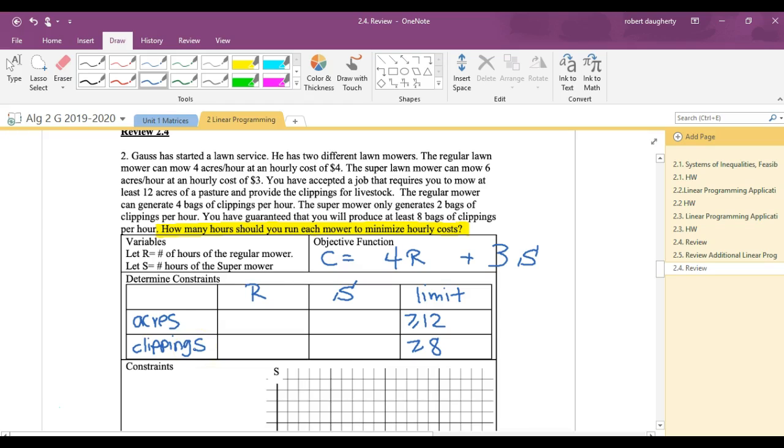So what is the rate of acres for the regular mower? The regular mower can do 4 acres, okay? And then the super mower can do, what, 6 acres? And then if I look at clippings, the regular can generate 4 bags of clippings, and the super can generate 2 bags of clippings.